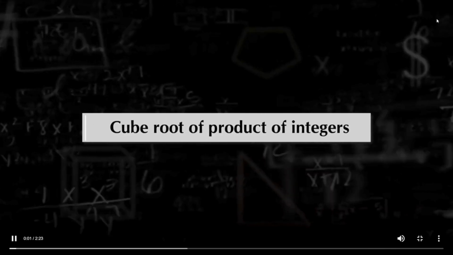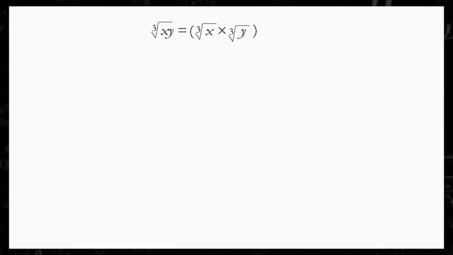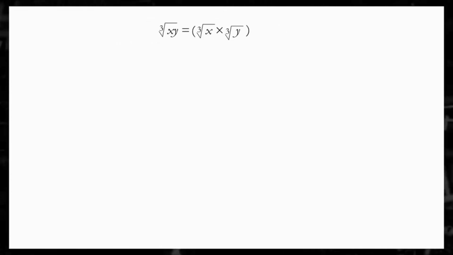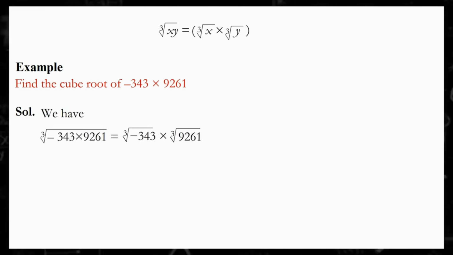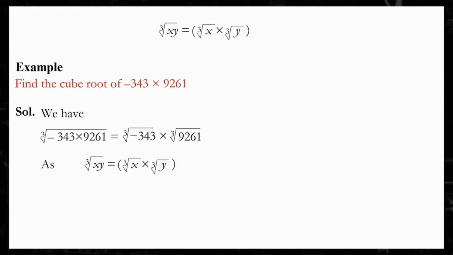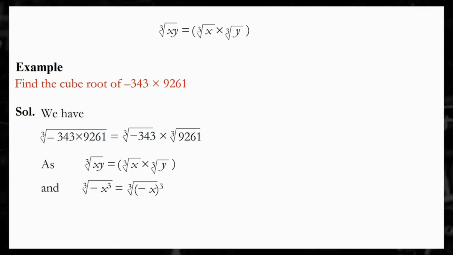Cube root of product of integers. Cube root of xy is equal to cube root of x into cube root of y. Example. Find the cube root of minus 343 into 9261. Solution. We have cube root of minus 343 into 9261, which is equal to cube root of minus 343 into cube root of 9261, as cube root of xy is equal to cube root of x into cube root of y, and cube root of minus x cube is equal to cube root of (minus x) whole cube.